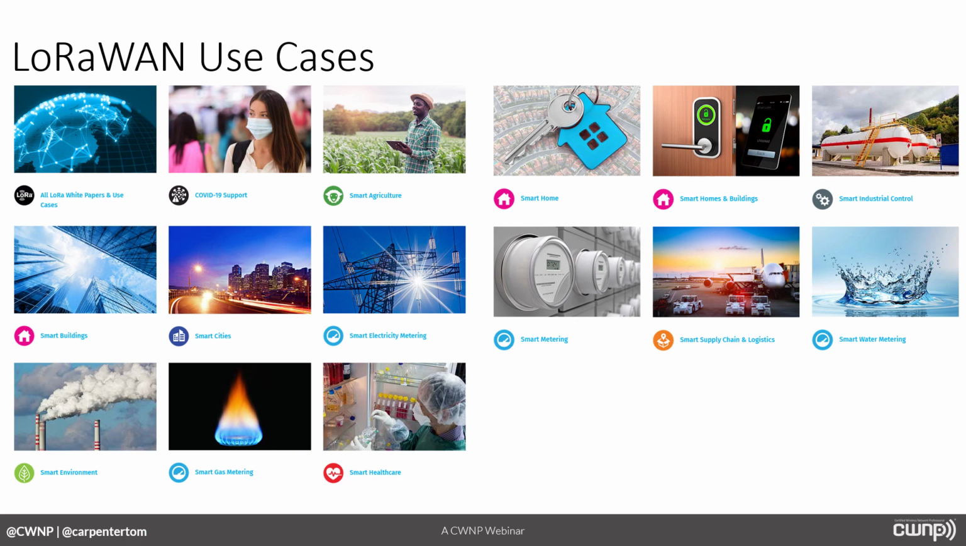All right, so what do we use this technology for that we've been talking about? Well, here you go. I grabbed this from a list of just one vendor who sells a bunch of sensors and things like that that are LoRa sensors. They say it can be used for COVID-19 support, smart agriculture, smart homes, smart industrial, smart water metering, smart metering of other things, smart cities, smart environments.